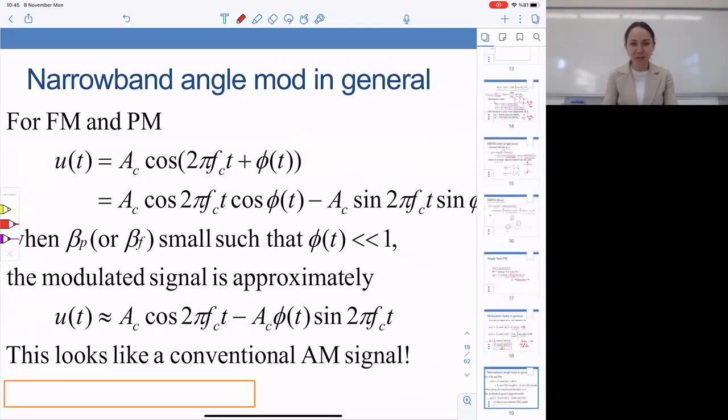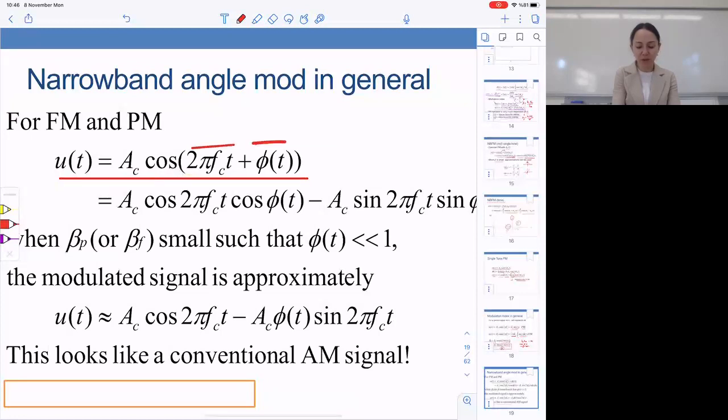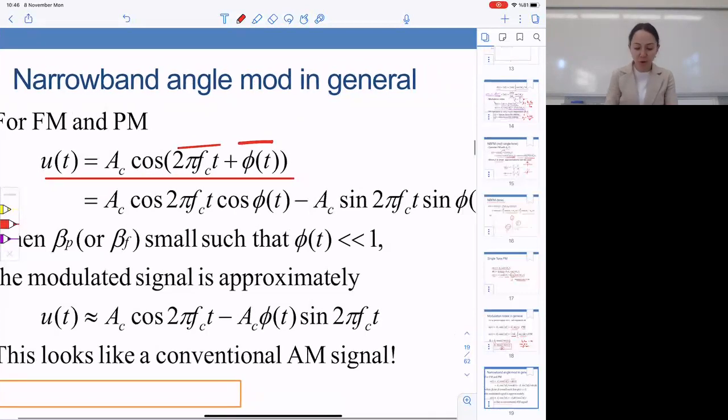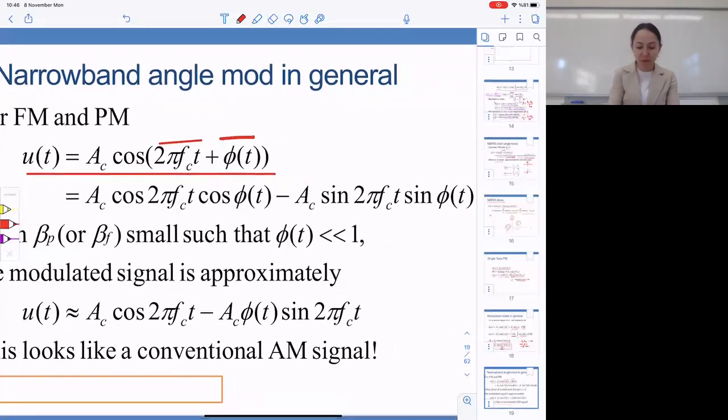So let's revisit narrowband angle modulation considering FM and PM together. In general, in angle modulation, we have a carrier waveform whose phase is modulated by theta(t), where theta(t) is time varying and proportional to the message, or proportional to the integral of the message. So, well, express cosine(A + B) as cosine A cosine B minus sine A sine B.